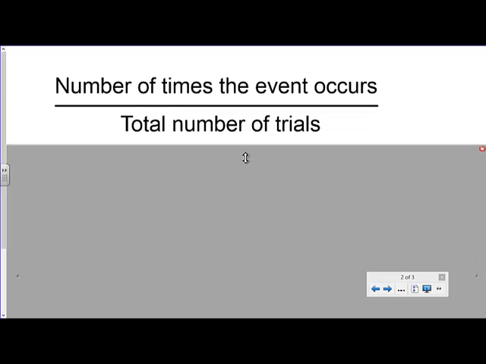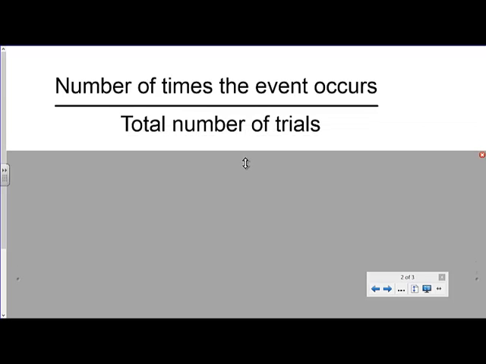Okay, let's see if I can make this as clear as I can. The difference between experimental probability and theoretical probability is that experimental probability is an event occurring, okay? It's something that you've got some kind of information to base your information on. So basically, it's the number of times an event occurs divided by the total number of trials. A good example of this would be a batting average, okay?